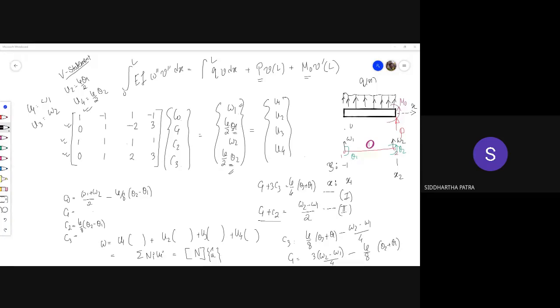I have got N1 equals half minus 3/4 xi plus 1/4 xi cube. Yes sir, that's what has come. So the last class we discussed about Galerkin's method, which is one of the weighted residual methods.